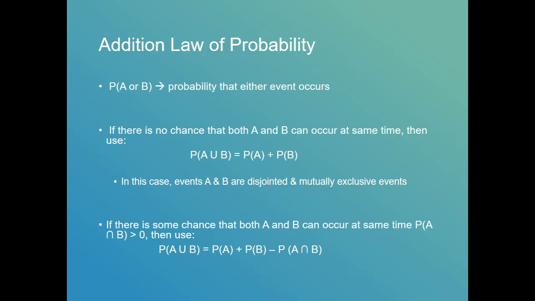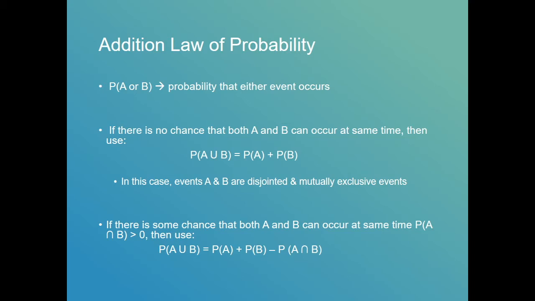Another example you might think of is cancer status. You can't both have cancer and not have cancer at the same time. You either have it or you don't. So that's an example of that.